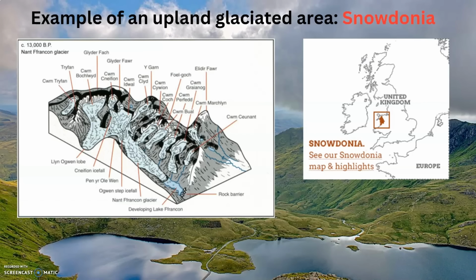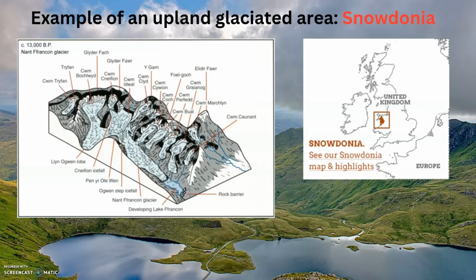Now moving on to the last two examples. So the first one is an example of an upland glaciated area. So this is Snowdonia. Now, you do not need to know too much about this. All you need to know is that what's spelt here as CWM is just a corrie, which is an armchair-shaped hollow. Llyn Ogwen is the ribbon lake in a U-shaped valley.